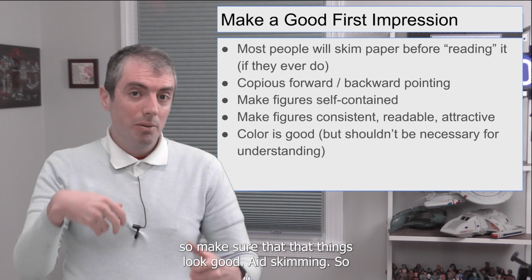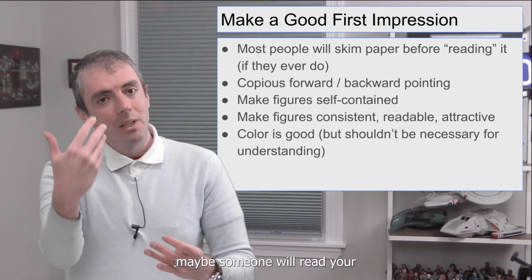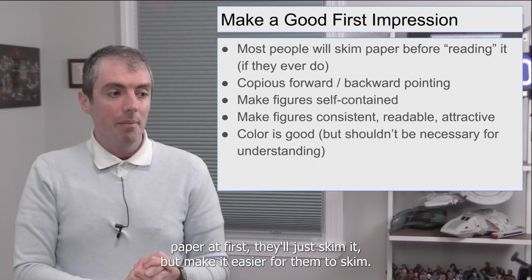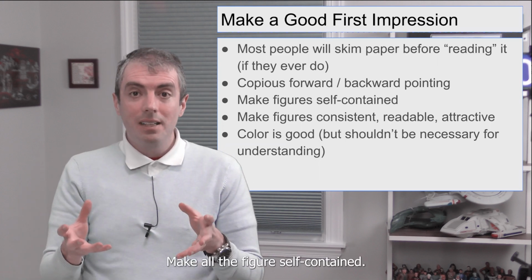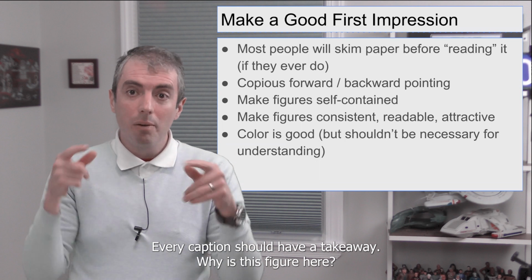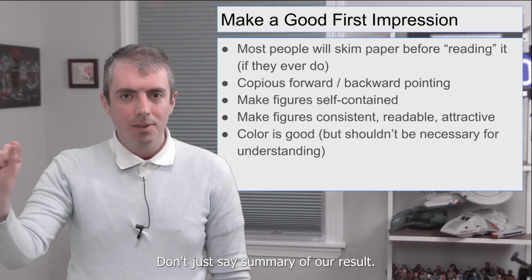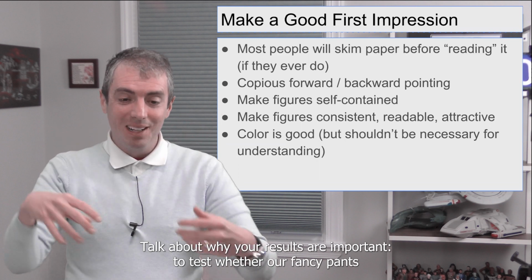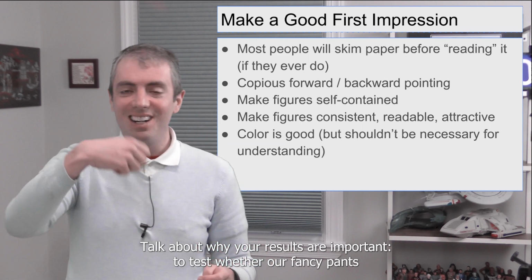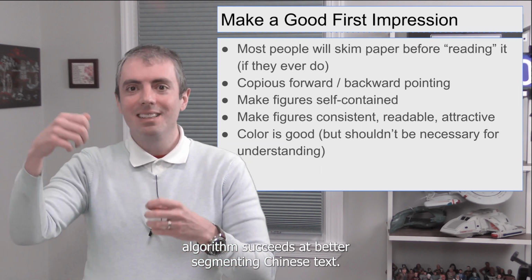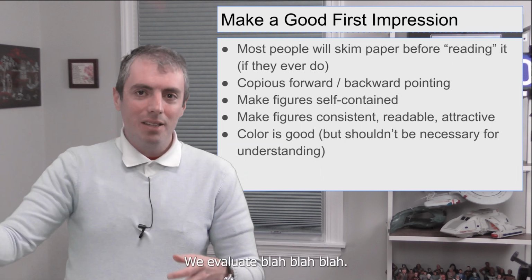Aid skimming. Someone might not read your paper at first, they'll just skim it, but make it easier for them to skim. Make all the figures self-contained. Every caption should have a takeaway. Why is this figure here? What is it telling the reader? Don't just say, summary of our results. Talk about why your results are important. For example: to test whether our fancy pants algorithm succeeds at better segmenting Chinese text, we evaluate blah, blah, blah.